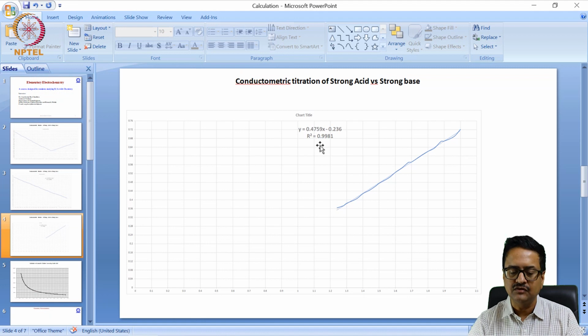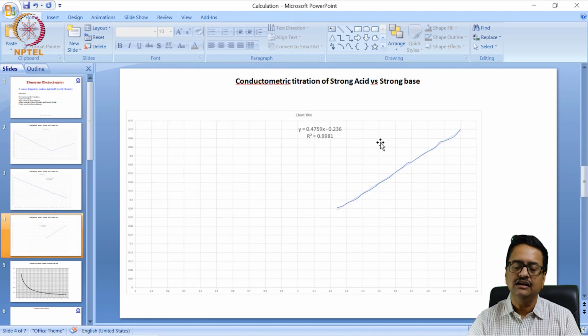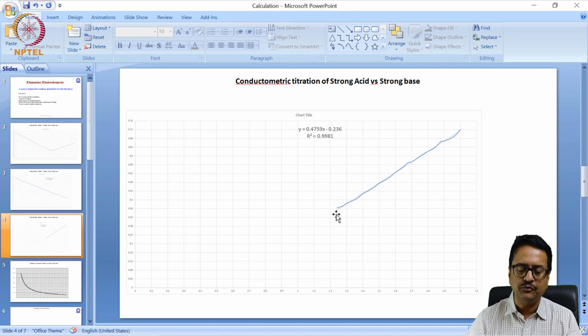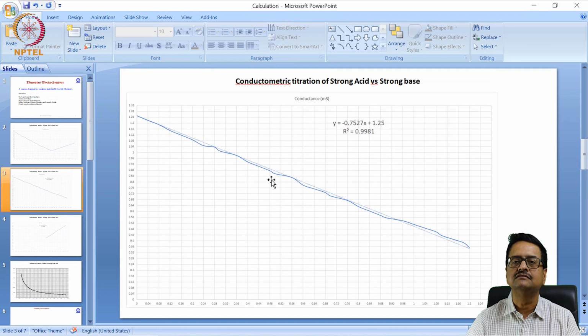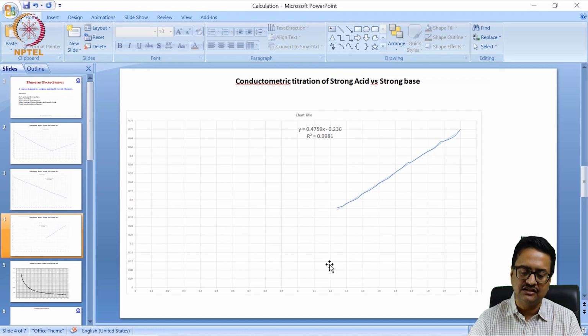One can easily calculate the end point by using these two equations, the previous one here and this one there, and try to find at which point these two straight lines meet using a simple mathematical method. The point where these two lines meet, one can assume that is the end point. That is the value of x and y for the end point. Here the x will then give you the value for volume of NaOH. Using that, one can easily calculate the concentration of the unknown HCl solution.